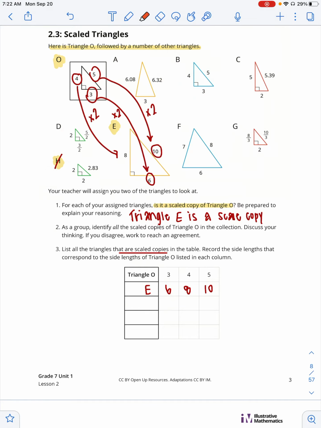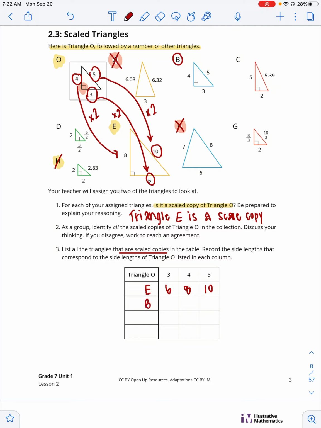Out in class is that triangles A and triangles F are definitely not scale copies because their angles change. In the original triangle, there's a right angle, but in triangles A and F, there are no right angles, so you know that they're not scale copies. Just is that triangle B is a scale copy as triangle O.